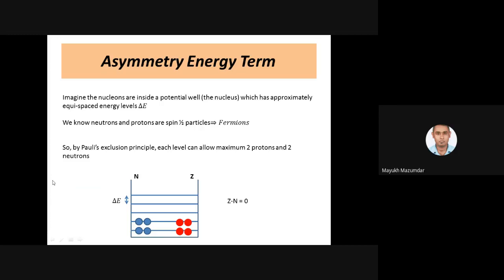Anyways, I went across many resources, and different people represented it differently. So see, the blue ones are the neutrons, the red ones are the protons. And the states have been arranged together. These are the neutronic states, these are the protonic states. And the gap between the energy levels is, say, delta E. Fine. Yes, sir. So in this situation, the number of neutrons and number of protons is the same. That is, Z minus N is 0.